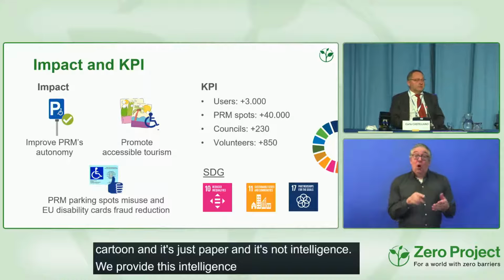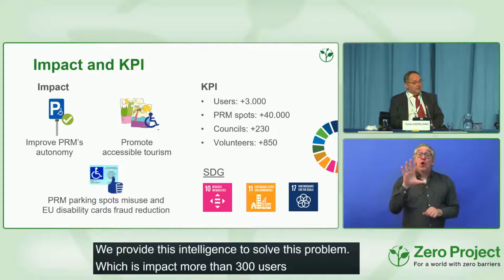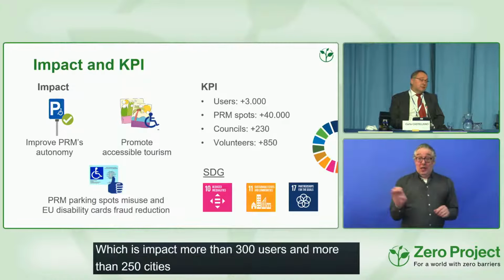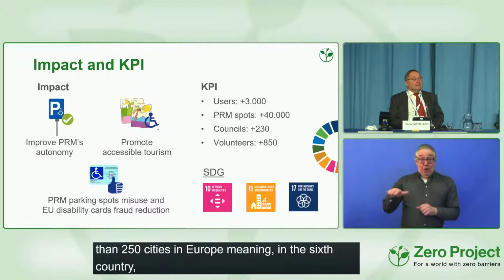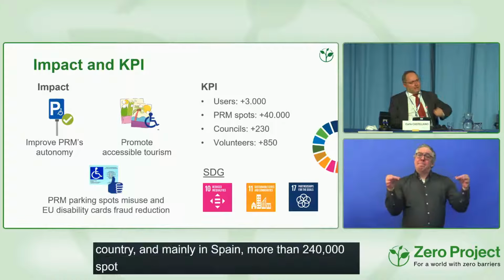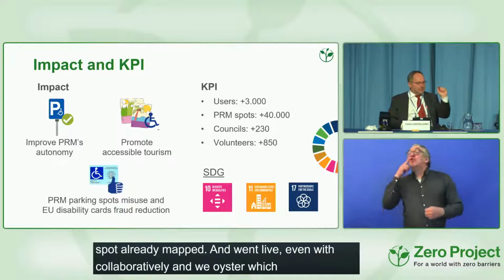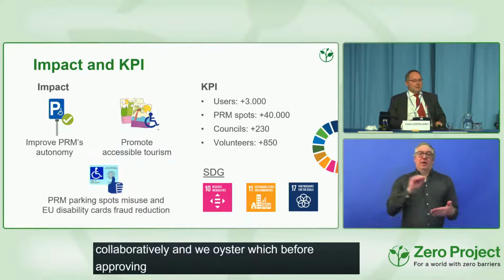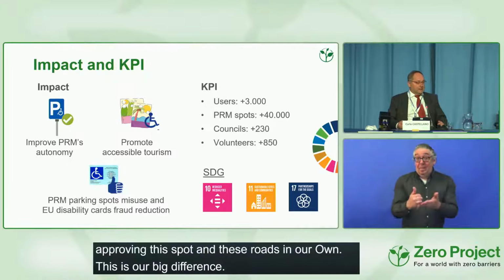More than 300 users, more than 250 cities in Europe, mainly in 6 countries, mainly in Spain, and more than 42,000 spots already mapped and verified, even with collaborative input like other maps, but we always double check before approving a spot and these roads in our platform. This is our big difference, okay? We promote accessible tourism, and especially, as I told you, we are fighting these 2 big misuses, of the parking and the cards.